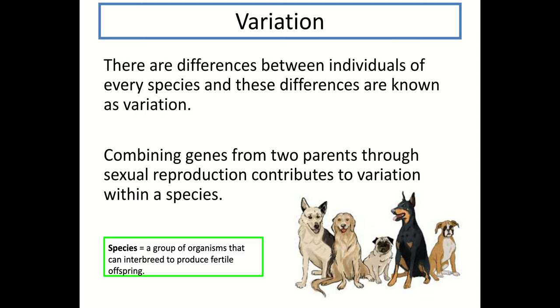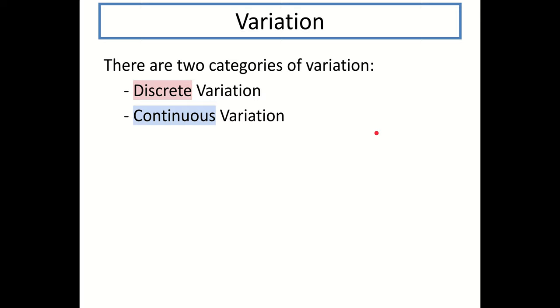So variation is these differences between individuals in a species, and this variation exists because of sexual reproduction. Combining genes from two parents through sexual reproduction means that those offspring are different from each other. They show variation. So there are two categories that variation can be split into, discrete and continuous variation. You need to know what these are and be able to give examples. You should also be able to take any example given in an assessment and put it into one of these categories. So let's look in more detail at each one at a time.